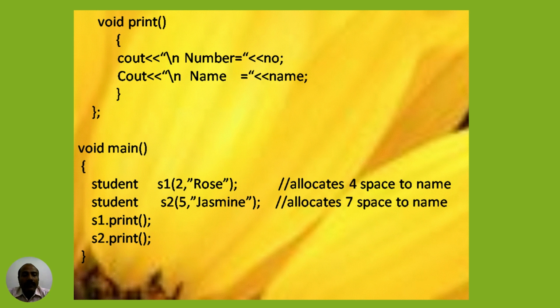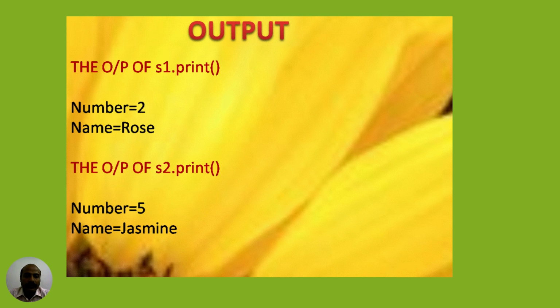Next we call the print functions using the corresponding objects, that is S1.print and S2.print. Finally, we get the output, that is number equal to 2 and name equal to Rose. And the next one, we call the print function using the object S2, which will produce the results number equal to 5 and name equal to Jasmine.